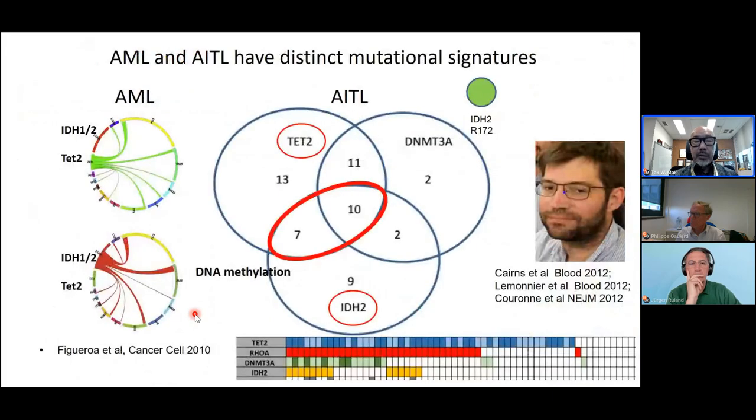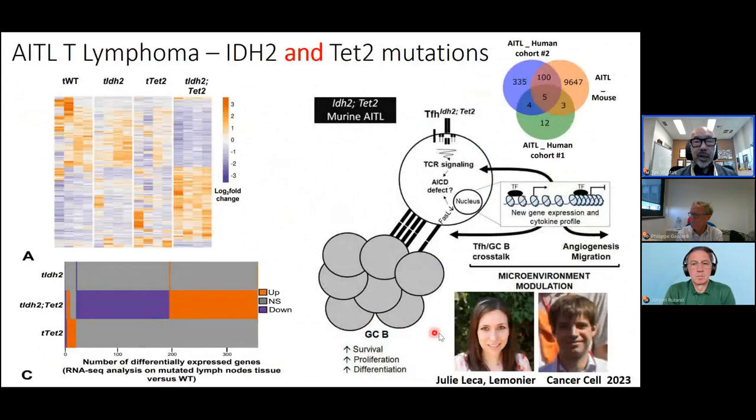Now, together with Philippe Gaulard's lab, Francois Lamonnier and Rob Cairns in our laboratory were instrumental in not only showing that IDH mutation can be found in AITL, but that they overlap with each other significantly, in about a third of the situations, even though they do not overlap in AML. The question, of course, is why? Well, it turned out that this is the work of Julie Leca. And what Julie did was to make a mouse in which the T cells are expressing IDH2 mutations as an addition to the TET2 mutations.